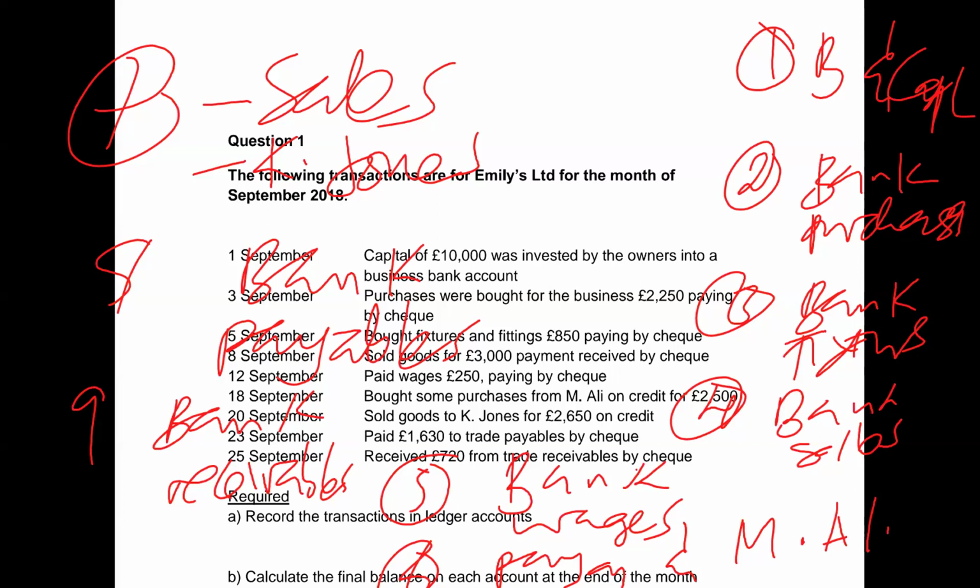4750. So balance carried down is always on the opposite side, yeah? Where there is the smallest number, that's where the balance carried down is. Then the balance brought down will be on the opposite.